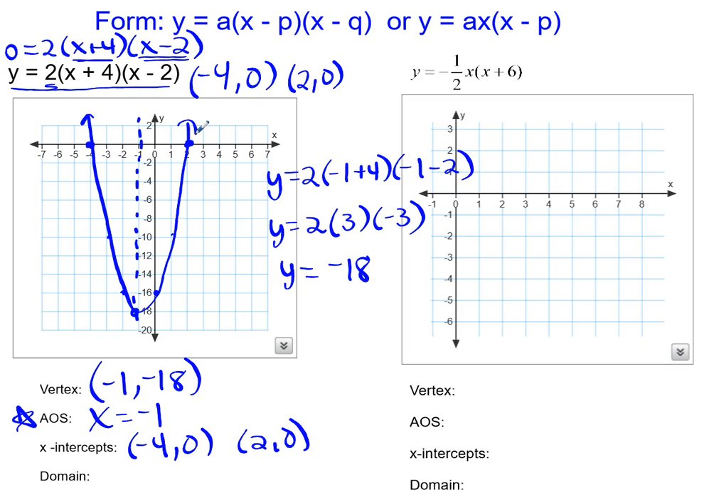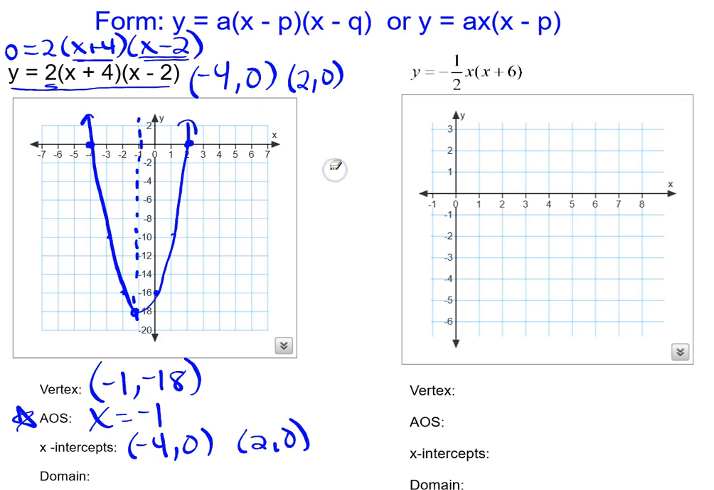On the second one, it's also already factored for us, but you'll notice the form looks a little bit different because we don't have 2 sets of parentheses, but that's okay. What can I plug in for x right here that's going to make y equal 0? Well, -1/2 times 0 would make it equal 0, so (0, 0) is one of our ordered pairs, and then what makes x plus 6 equal 0? That's going to be -6. So there's my 2 x-intercepts, (0, 0) and (-6, 0).